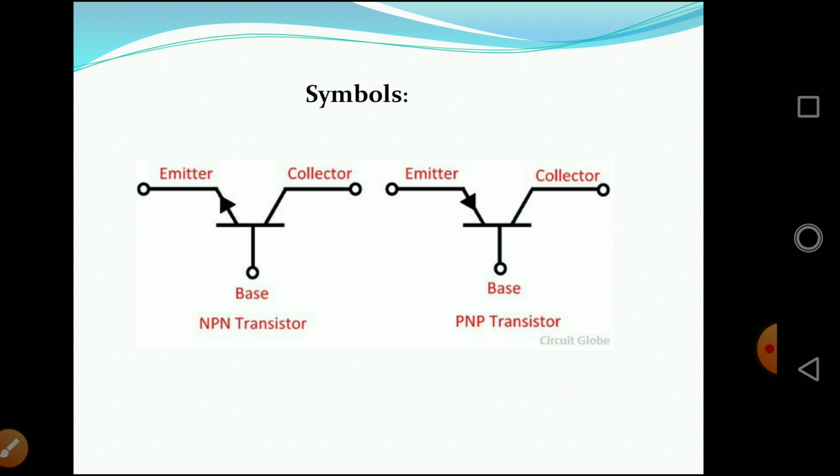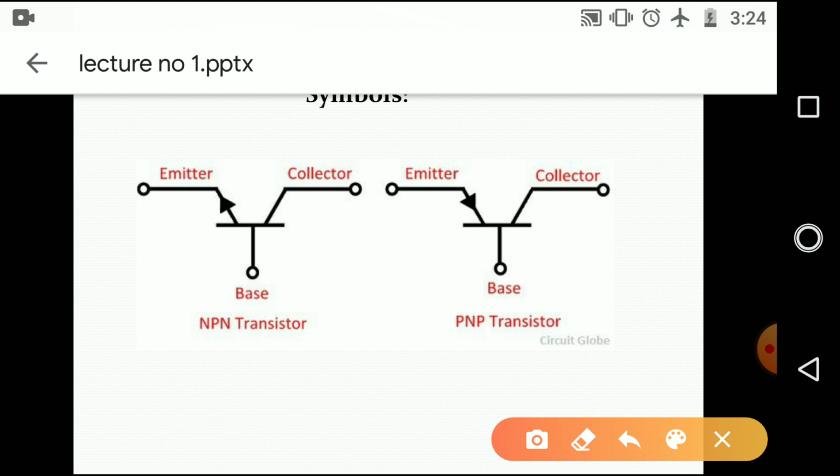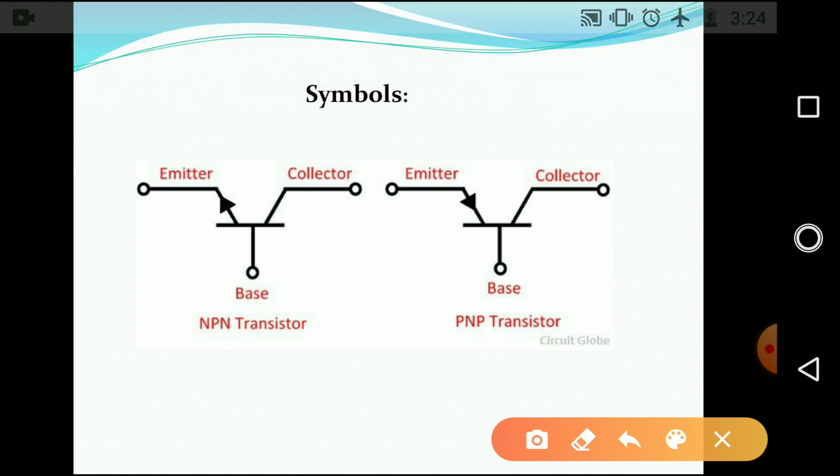Next is the symbolical representation of power BJT. The symbols are similar to the normal BJT, that is, they have the emitter, base and collector. Here the arrow represents the emitter terminal, and the arrow direction represents the flow of current.